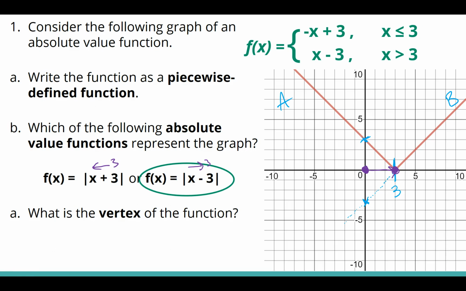So we talked about the vertex. What is it? Where is it? 3, 0. Thank you. It's a point. 3, 0. That should be a positive 3. 3, 0.